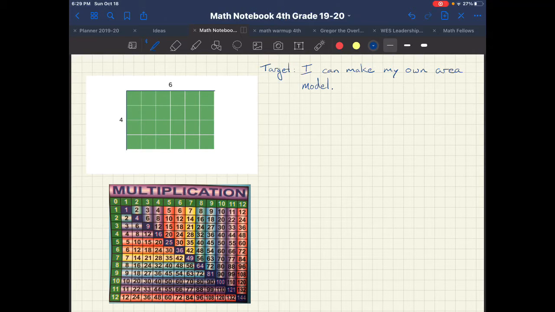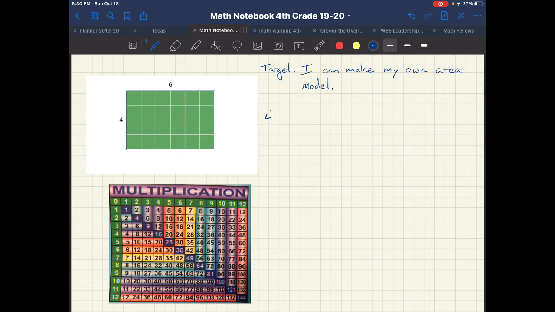Today our target is to make my own area model. I can make my own area model. So you should be able to draw your own area model now when you come across any multiplication problem. So you'll recall that multiplication can be shown as an area.